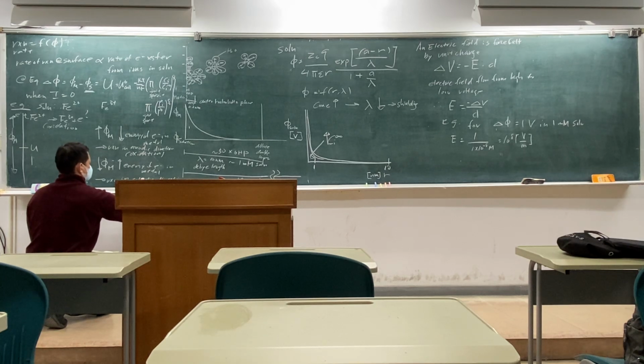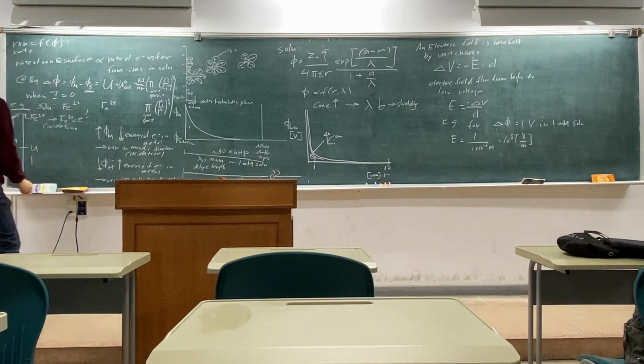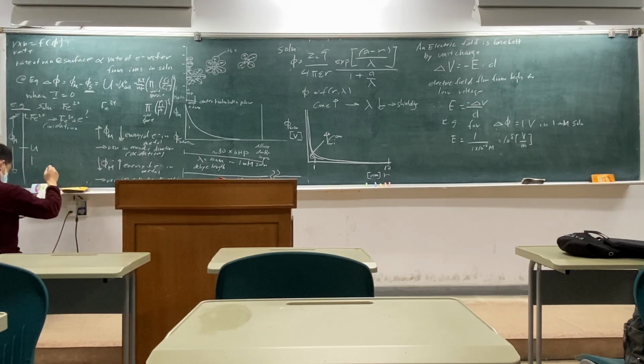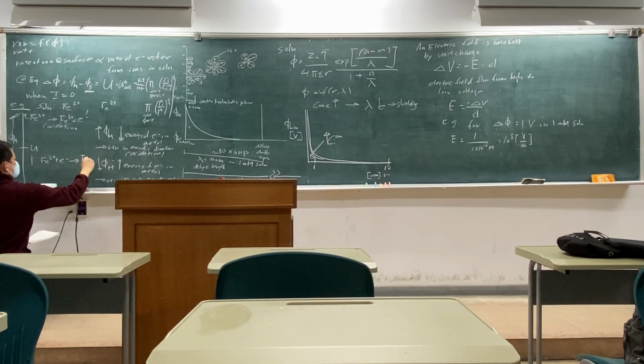Reduction. What's reduction? Reduction means the electrons are on the left-hand side. Okay? So Fe3+ plus an electron goes to Fe2+.